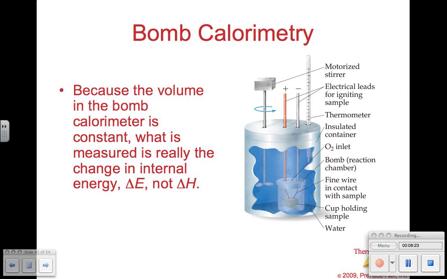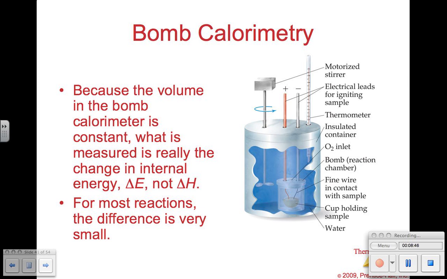Because the volume in the bomb calorimeter is constant, what is measured is really the change in internal energy. This is what we derived in class today: when the volume is held constant, we're actually not solving for delta H, we're solving for delta E. So it's slightly different than delta H, but for most reactions the difference is really small, so we can call them equal. Now, we don't have a bomb calorimeter in the lab, so we won't be able to do those types of experiments. And that's it for today.